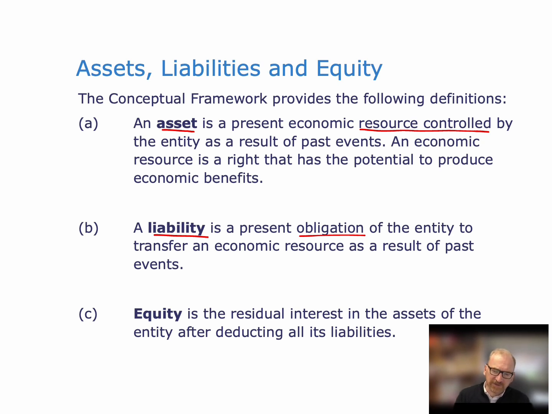And then the third category of item is equity. And equity doesn't really have its own definition. Equity is defined in terms of the other two. It's the residual interest in the assets of the entity after deducting all its liabilities. So it's actually assets minus liabilities, and we'll see this when we look specifically at the accounting equation at the end of this presentation. So equity is defined in terms of assets and liabilities. We decide what the assets and liabilities of an entity are, and equity kind of falls out of that equation.